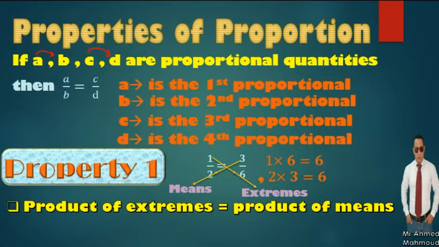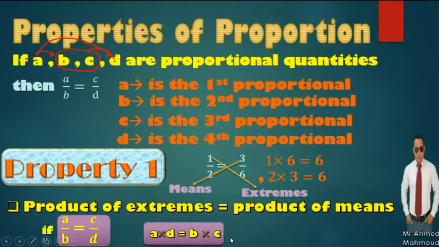Now what's the meaning of means and what's the meaning of the extremes? Back to A, B, C, D. The inner ones are called means and the outer ones are called extremes. Again, B and C are means, A and D are extremes. Okay, the first and the fourth are the extremes, and the second and the third are the means. Then if A over B equals C over D, then A times D equals B times C, and this is the first property: the product of the extremes equals the product of means.